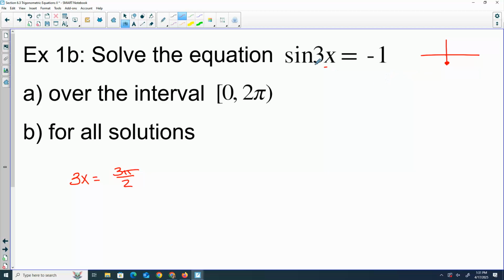If you think about this 3x, your normal period is 2 pi. Divide by 3, it's 2 pi over 3. So between 0 and 2 pi, we actually get 3 cycles of our graph. There are 2 different ways we can get the answers on these. I'm going to show you what I think is the easier option, and if you don't like it, I'll give you another way. Okay?